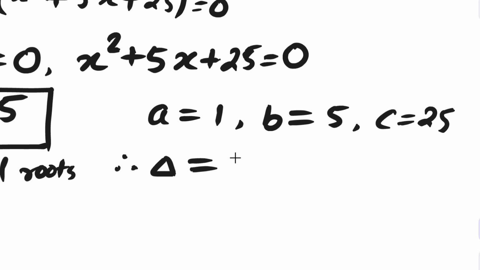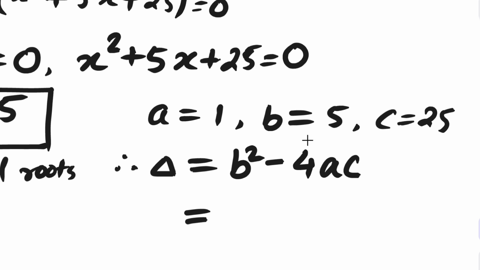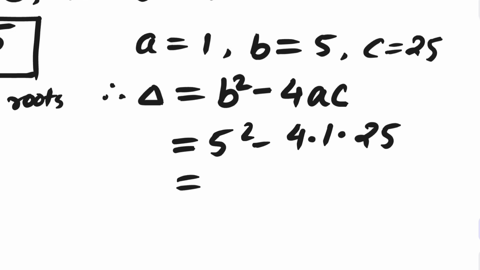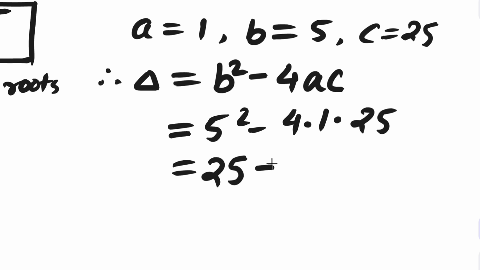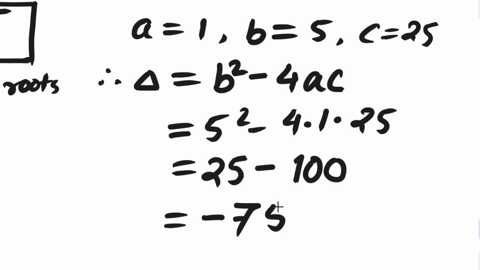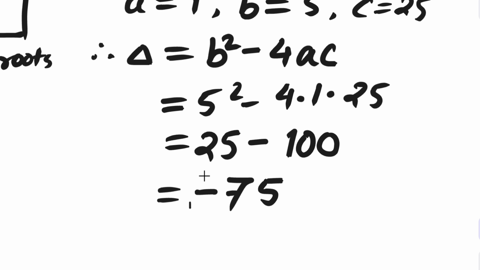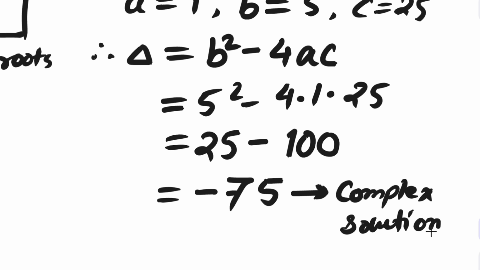Now we calculate the discriminant, which tells us what kind of roots we're going to get. The discriminant is b squared minus 4ac, so let's substitute. That's 5 squared minus 4, multiplied by 1 multiplied by 25. 5 squared is 25, and 4 multiplied by 1 multiplied by 25 is 100. So we get 25 minus 100, which equals negative 75. Now notice what happens here. Our discriminant is negative, and whenever the discriminant is negative, that tells us there are no real solutions for this part. Instead, we're going to get a pair of complex conjugate roots.